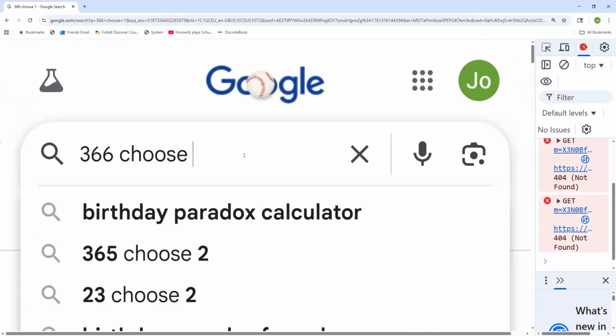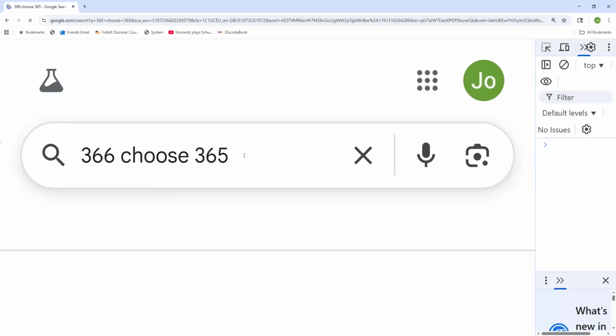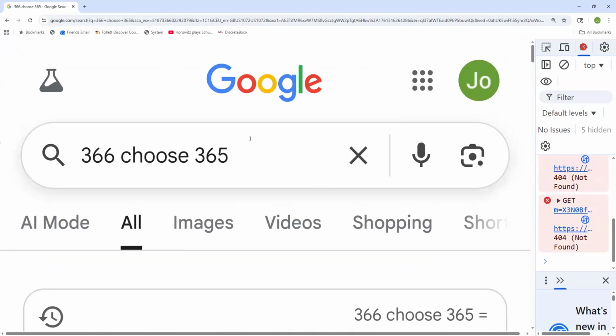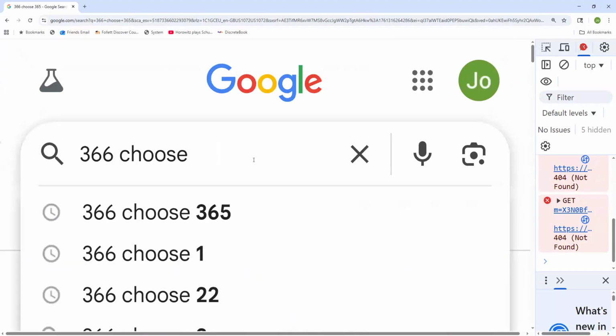And 366 choose 365 is also 366, because if you choose 365 people, there's one person you're not choosing, and you have 366 different options for the person that you did not choose. But the biggest one possible would be the one in the very middle. So what do you think the one in the very middle of 366 would be? Roughly 366 divided by 2, which is what?